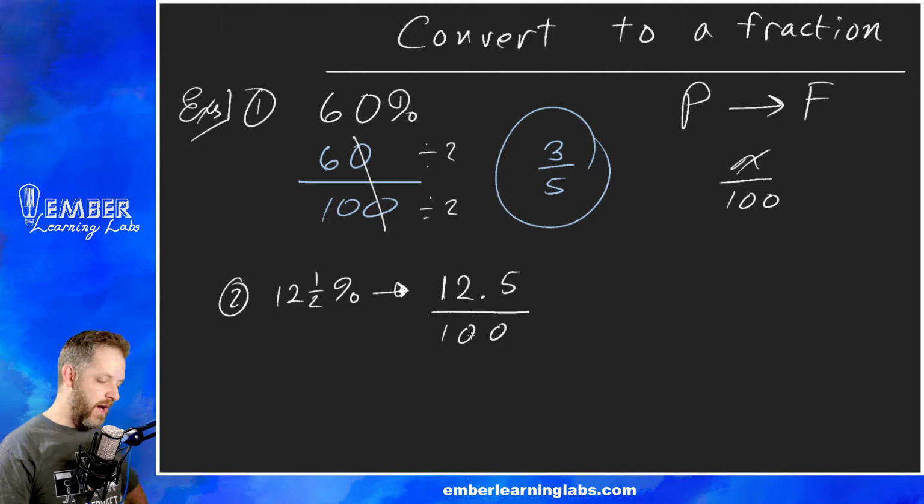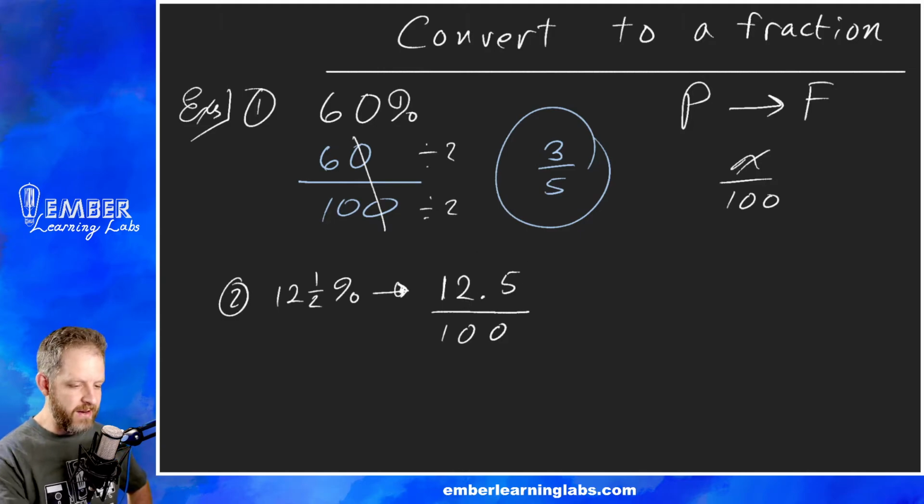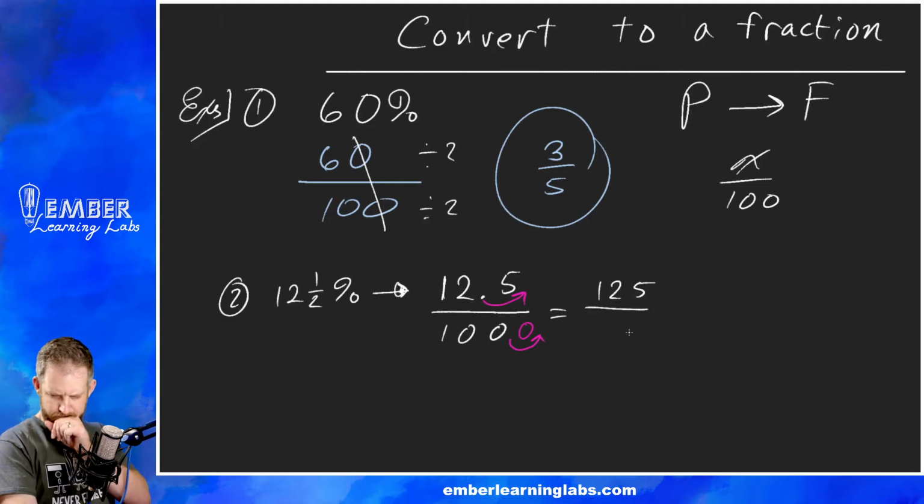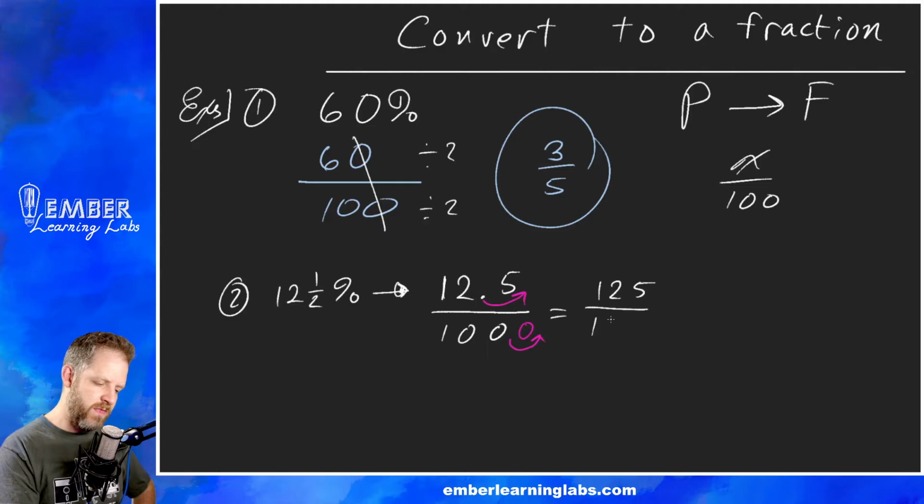All right? So what we need to do first is get this to not be a decimal, right? In order to divide this out and reduce this fraction. So the first thing we're going to do is move the decimal on the top one place. If we do that on the top, we've got to move it one place down here. So this ends up equaling 125 out of 1,000.